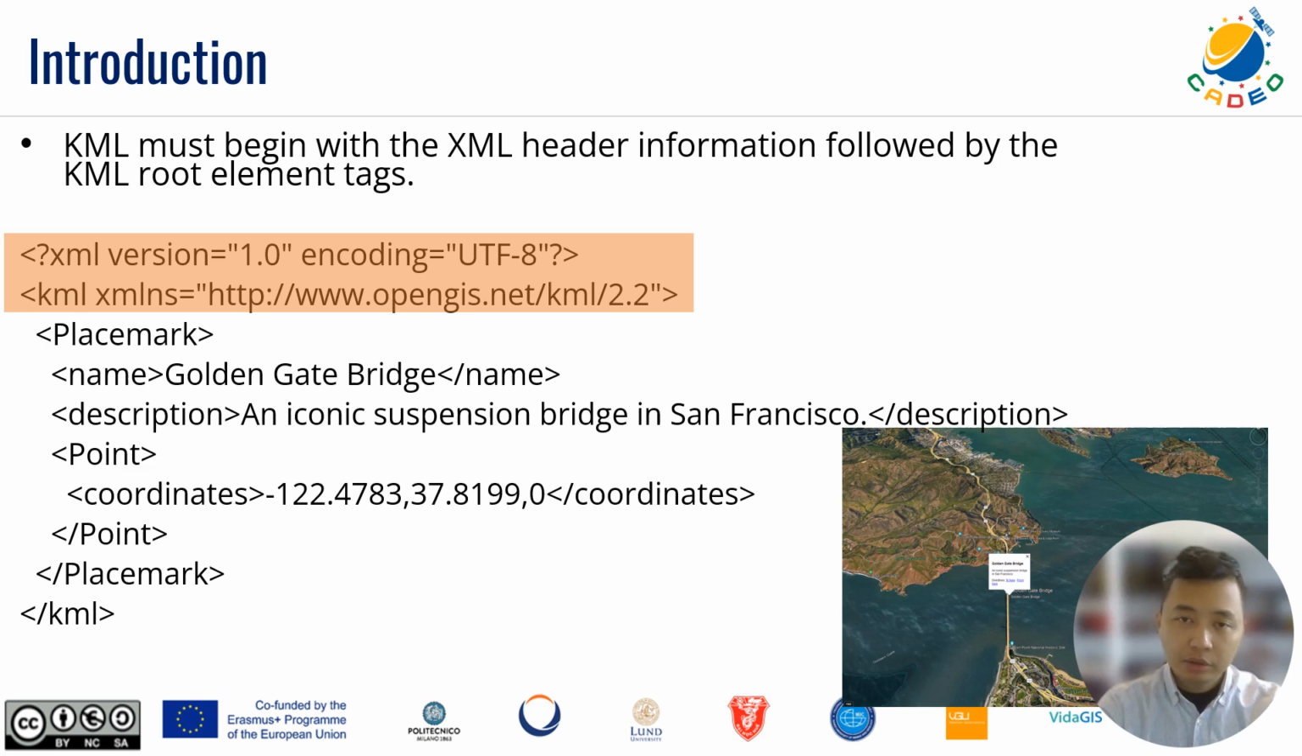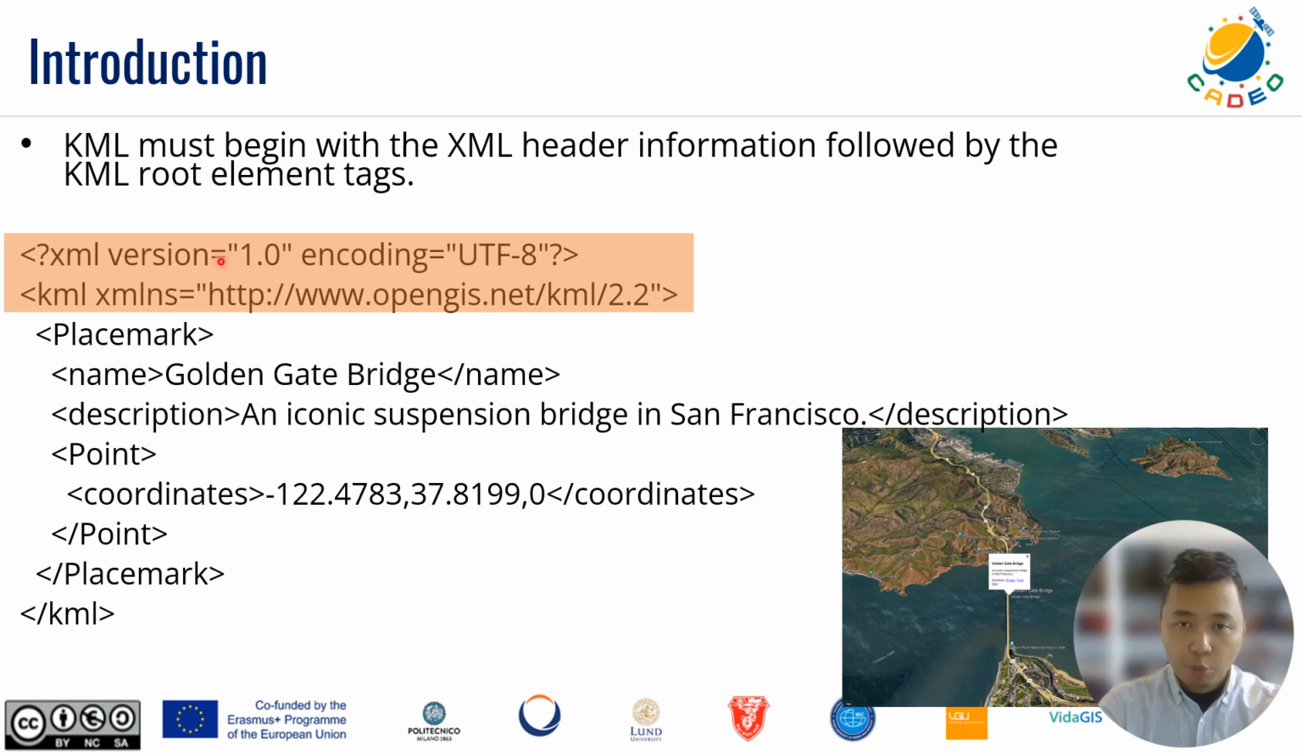Now we will see what a KML file looks like. Normally, KML files must begin with the XML header information because they are written based on XML. So you will see the XML declaration as usual in the first line, followed by the root KML tag. After the declaration, KML itself will be the root element, and the information of the root element is given here. That's the namespace of the KML.